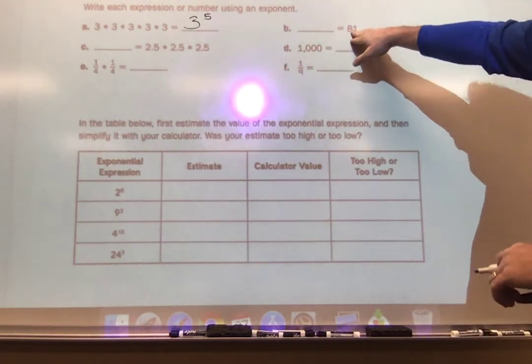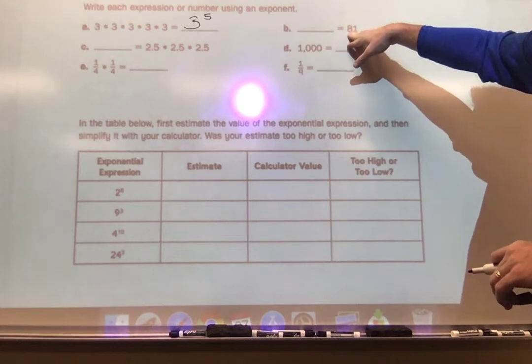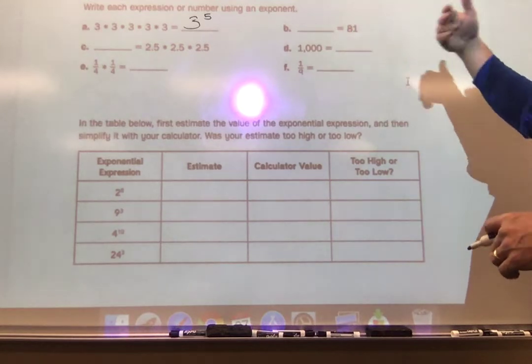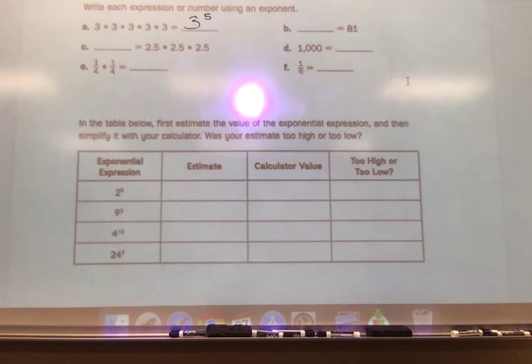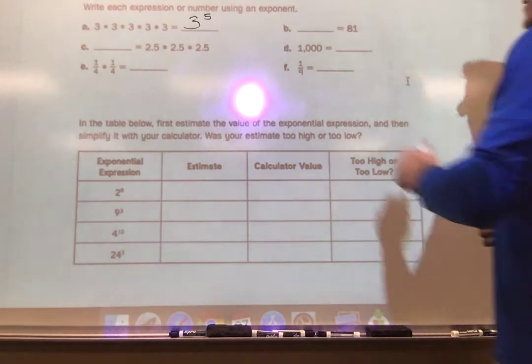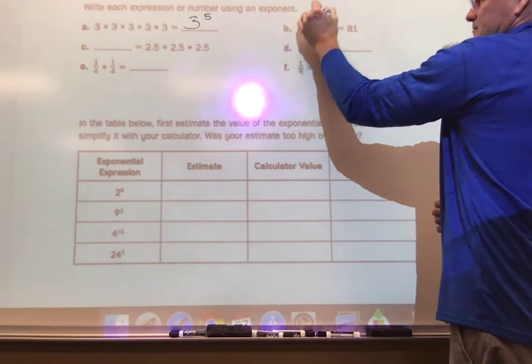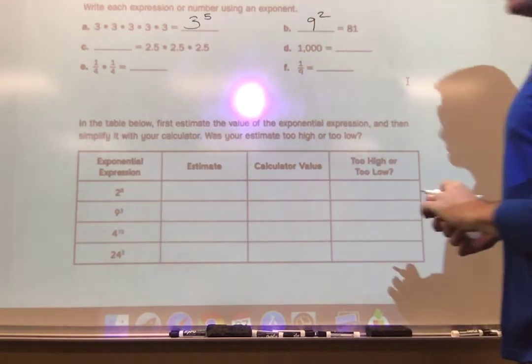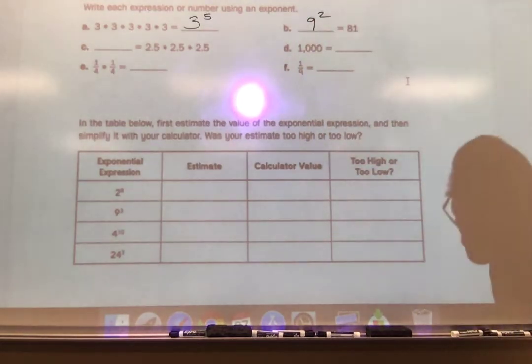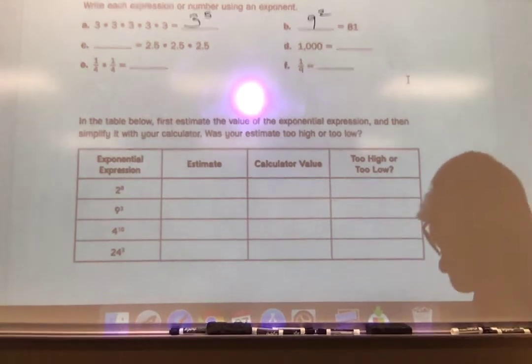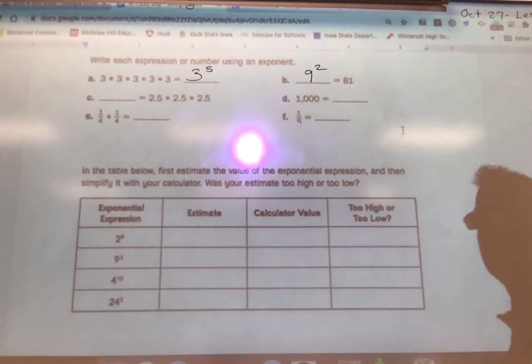B, we've got 81. What equals that with an exponent? And again, kind of got to know your facts here. We can talk a little bit about the square root we talked about. What makes what times what equals 81? And in this case, it's 9. Okay, so 9 to the 2nd power. We say 9 squared. Simply means 9 times 9. All right, so in this case, that would equal 81, we know.